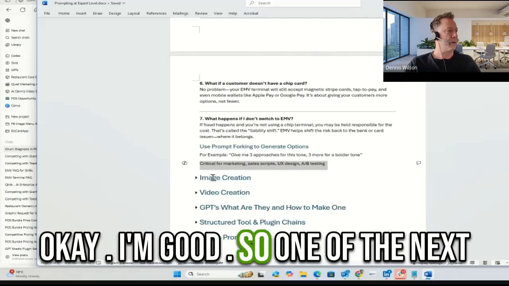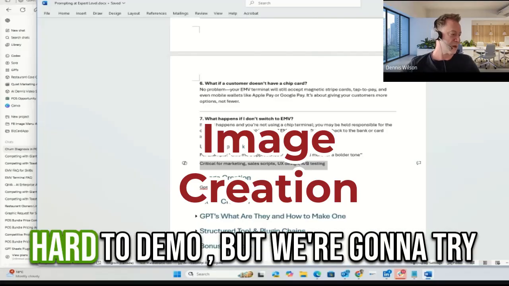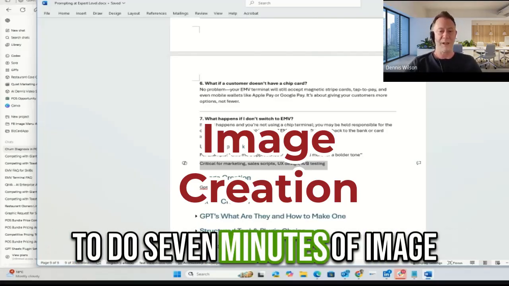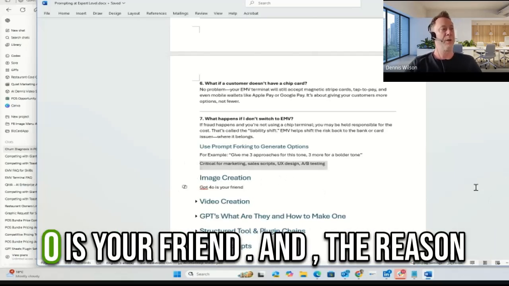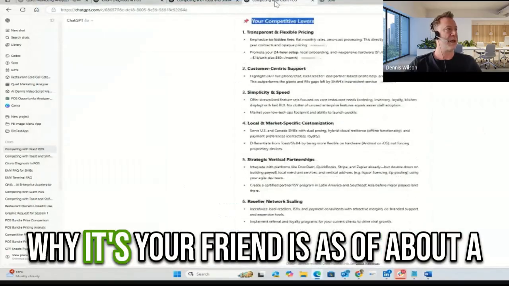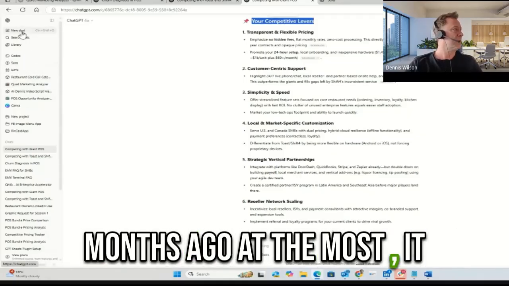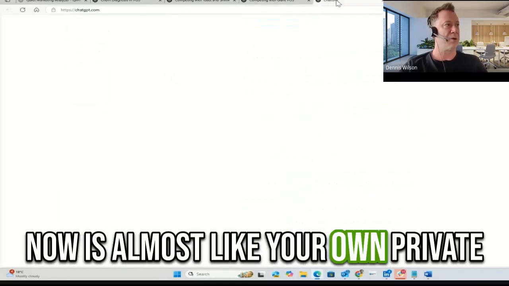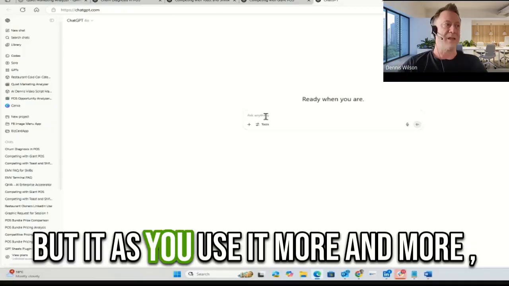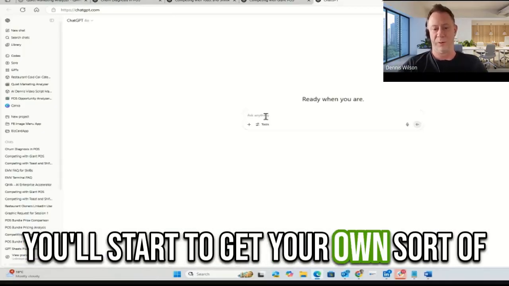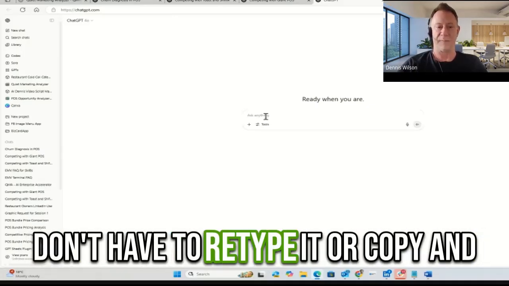Okay. I'm good. So one of the next things, which is kind of fun, is image creation. Now, image creation is hard to demo, but we're going to try to do 7 minutes of image creation only now. In the end, for image creation, ChatGPT 4.0 is your friend. The reason is, as of about a month and a half ago, maybe 2 months ago at the most, it now is almost like your own private Photoshop. The prompting matters, but it doesn't matter that much. As you use it more and more, you'll start to get your own version of prompts. And then we can talk about a GPT to have that prompt just already be there so you don't have to retype it or copy and paste it.